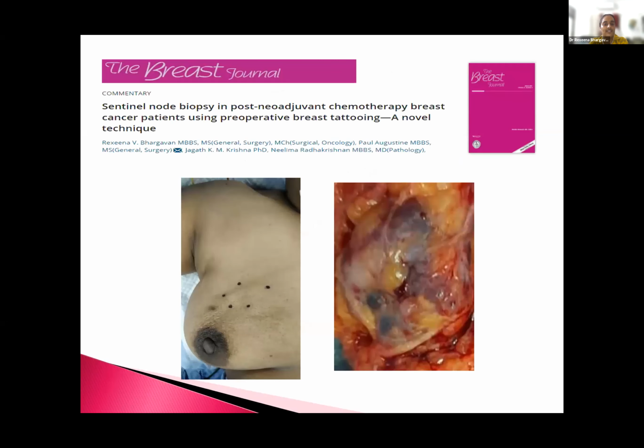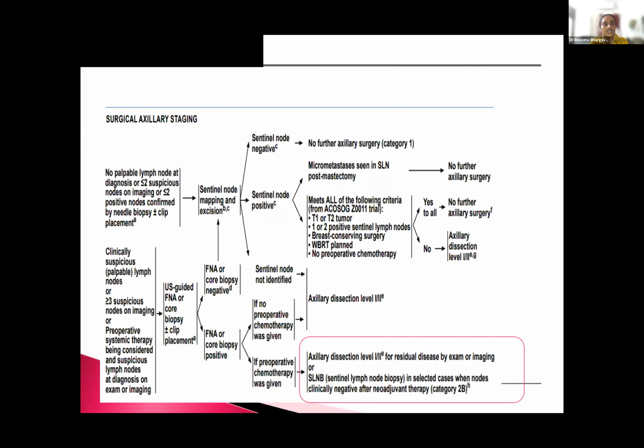So we have our own technique which we have tried in a pilot study, and we are currently doing the prospective study of the same, where we use the tattooing of the breast. We normally tattoo the breast prior to chemotherapy to identify the site of the tumor post-op. So we use the tattooing of the breast, as you can see in this node, to identify the sentinel node, and we're trying to see if that can act as a targeted axillary dissection as well. So as you can see, targeted axillary dissection has made its way into the NCCN guidelines as well.